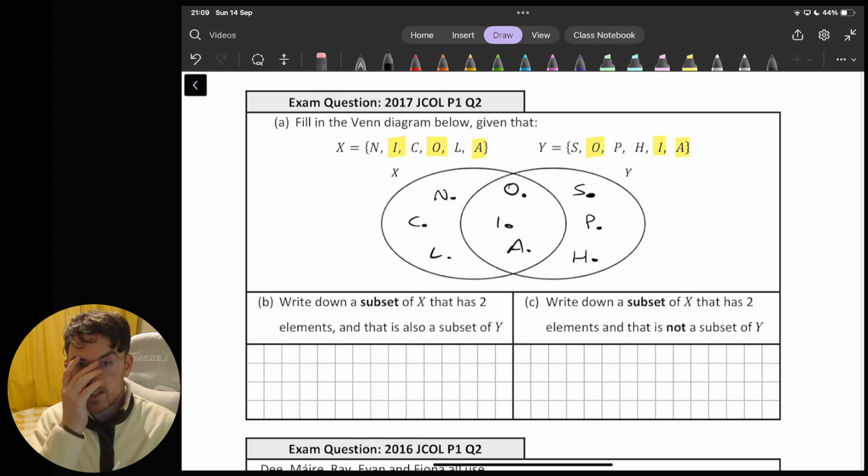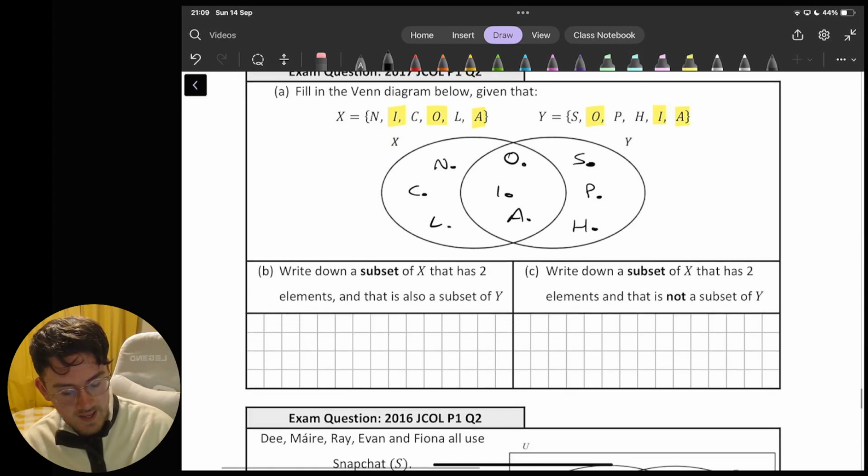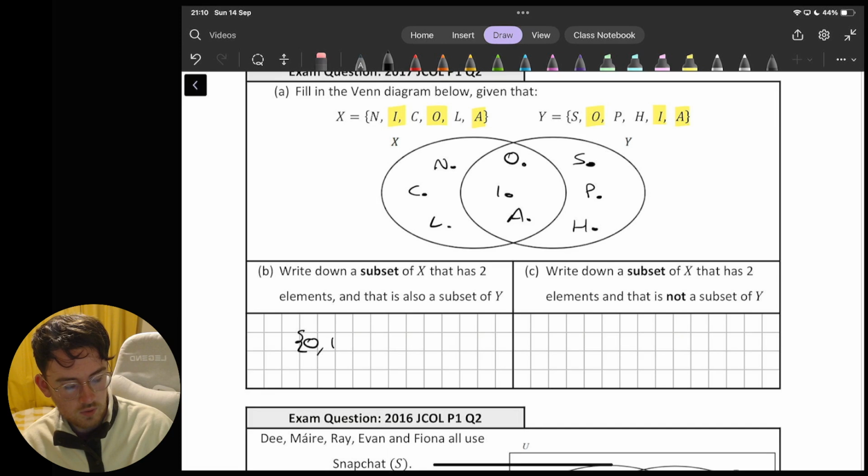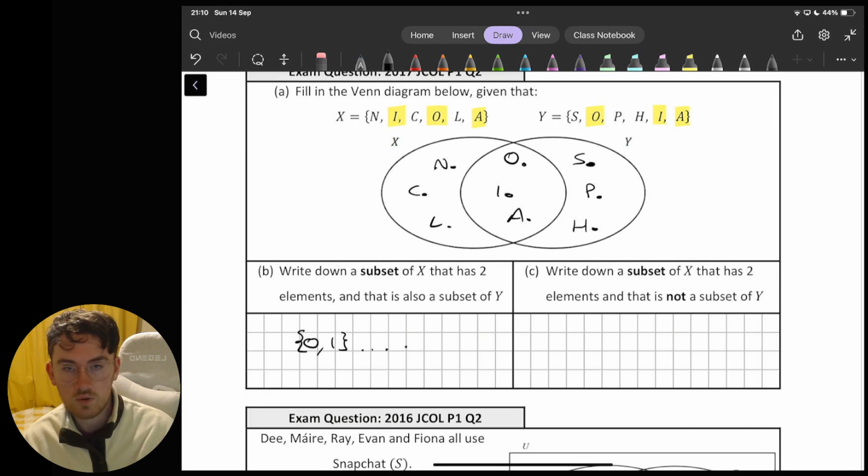We're asked to write down a subset of X that has 2 elements and is also a subset of Y. That's going to have to be a subset made up of the elements that are in the intersection, because the only way they could be in both sets is that they were in the middle. So we could do O and I, for example, or O and A, or I and A.